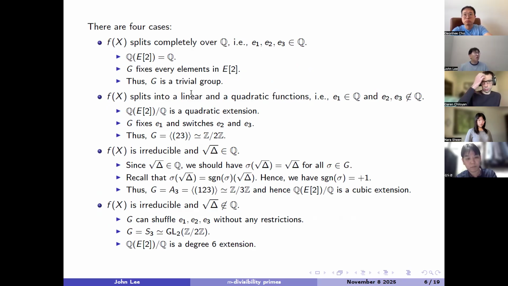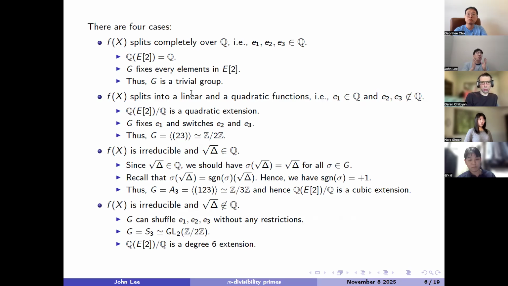Case number one, the easiest one, it can be split completely over Q. So e1, e2, e3, they are all rational numbers. In this case, Q(E2) is, of course, just the rational field because e1, e2, e3 are all rational numbers already. And because G is a Galois group, it should fix rational numbers. That means it is fixing every element of the two torsion points. It cannot switch e1 and e2, or do anything with them. That means G is a trivial group.